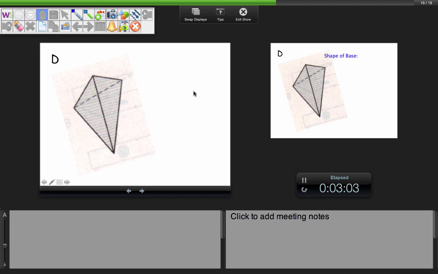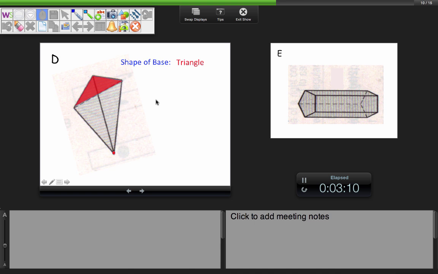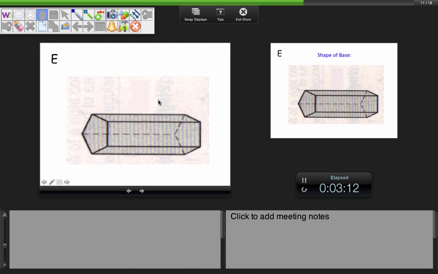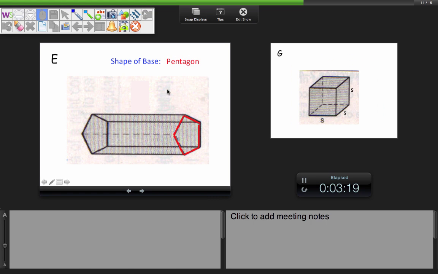This one, what's the base? The triangle across from the point. That's one weird shape. Whoa. It's because you're looking at it in 3D perspective. What's the base of this one? Polygon. Yep, and specifically it's a pentagon. Oh, wait. It is a polygon, that's right.